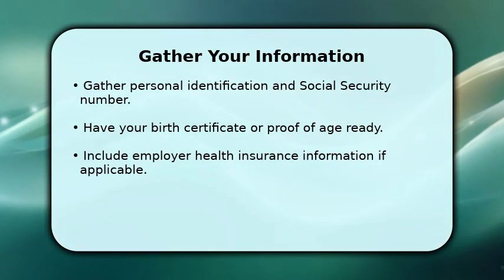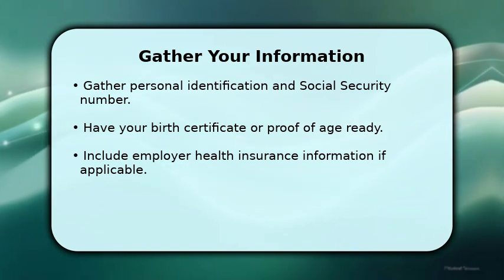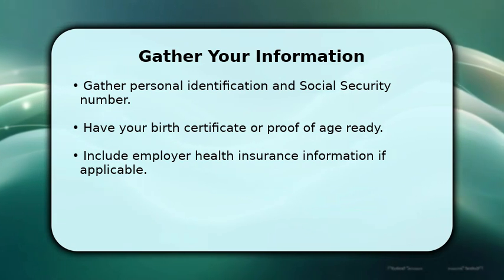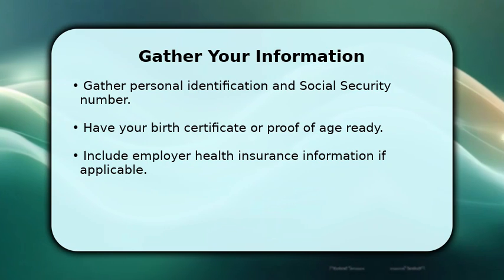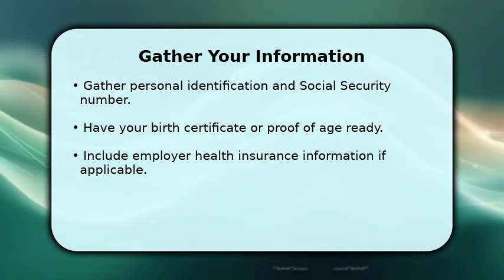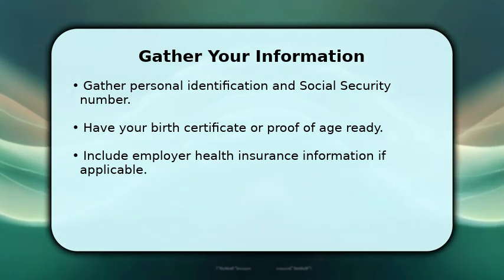Before you start the online application, gather all necessary documents. You will need your Social Security number and proof of age, like a birth certificate. If you have current employer health insurance, make sure to have those details handy as well. Having everything prepared beforehand will make the application process much quicker and easier to complete without interruptions.